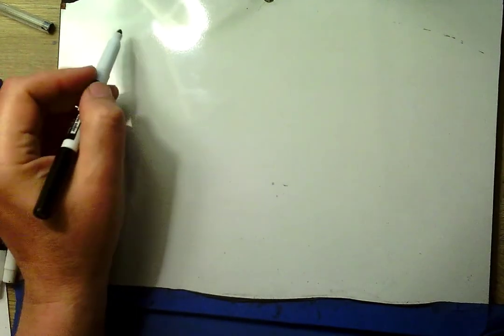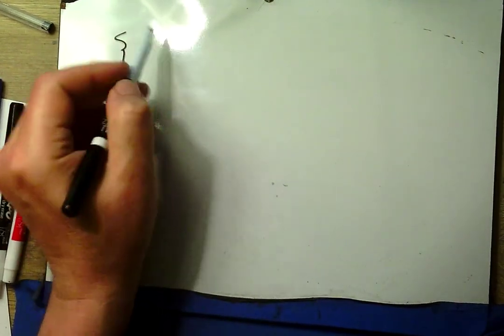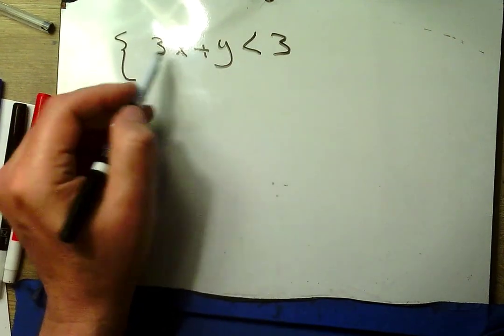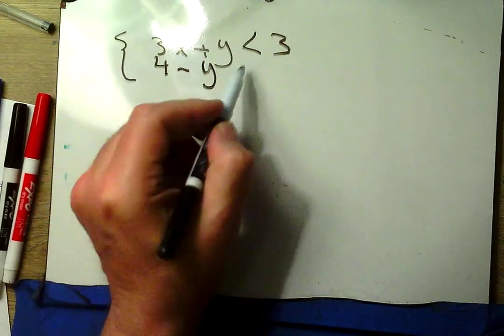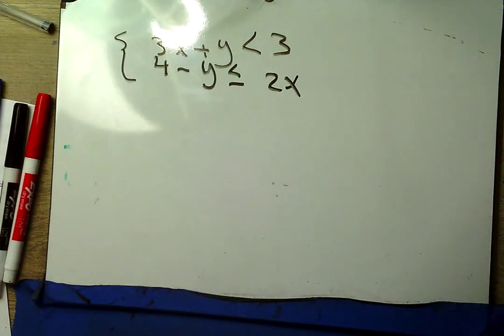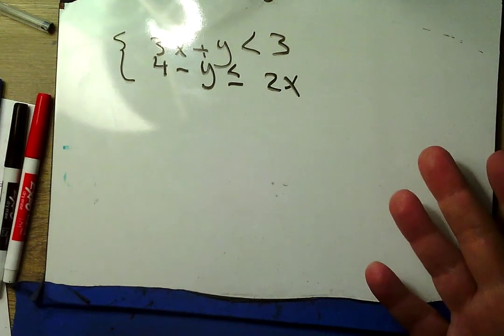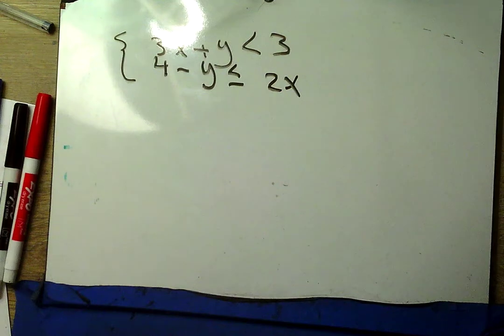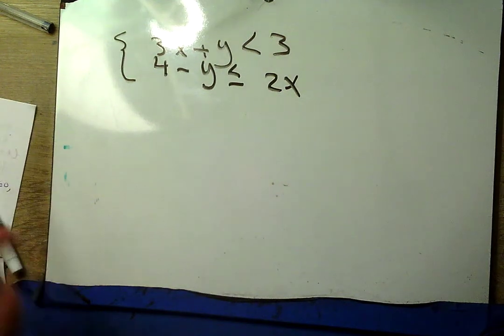All right, so here's yours. Are you ready? It's kind of exciting. 3x plus y is less than 3, and 4 minus y is less than or equal to 2x. So, graph the inequalities and find the overlapping region. Come back when you're done.